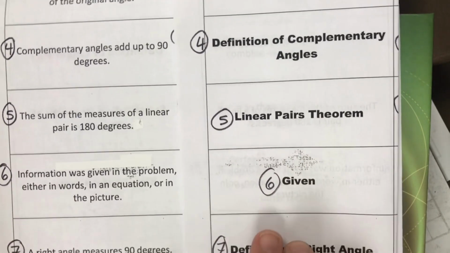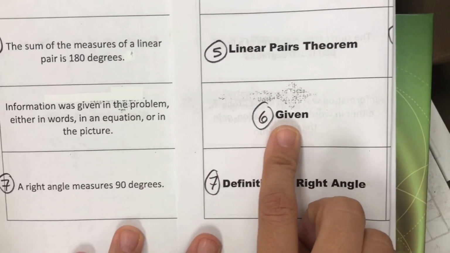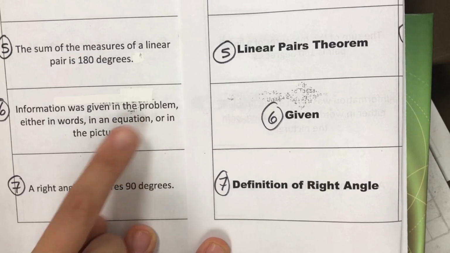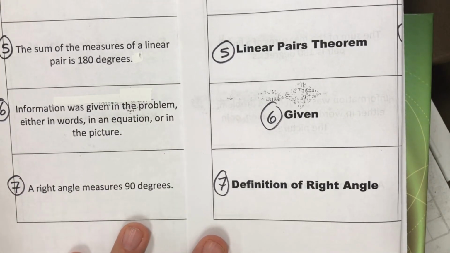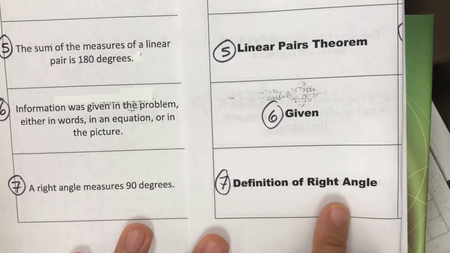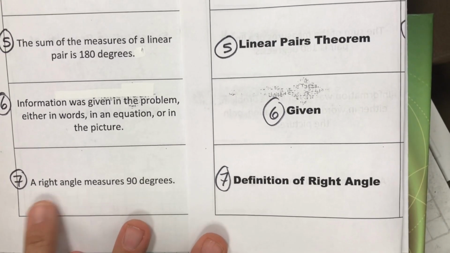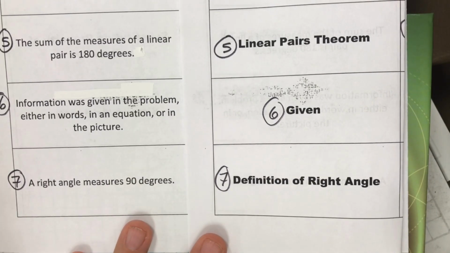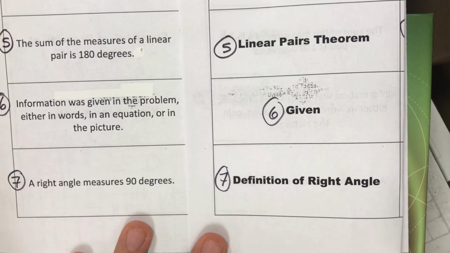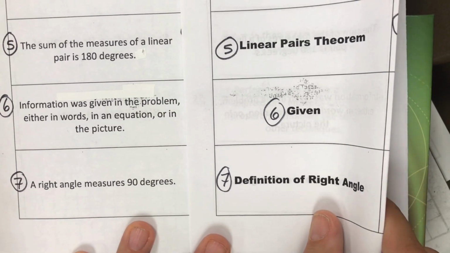Linear pairs theorem. Next, the word given. When we see given, it means the information that was given in the problem, either in the words, in an equation, or in a picture. So kind of when you think of what did they tell me in the directions? Read the directions. 7, the definition of a right angle is a right angle is something that measures 90 degrees. Beautiful. So that's the first 7 words. Now let's take a look at the rest, word 8 through 13.